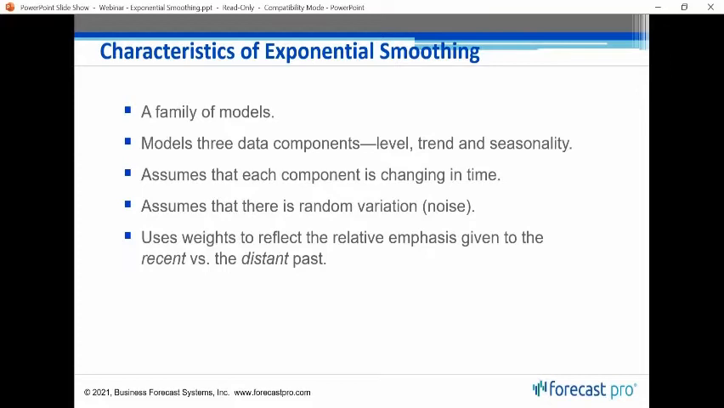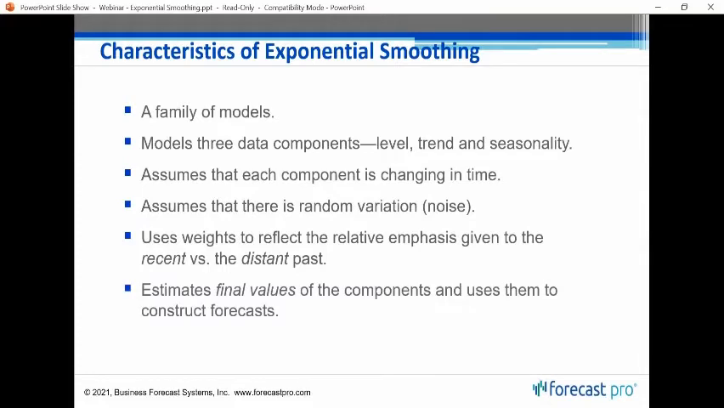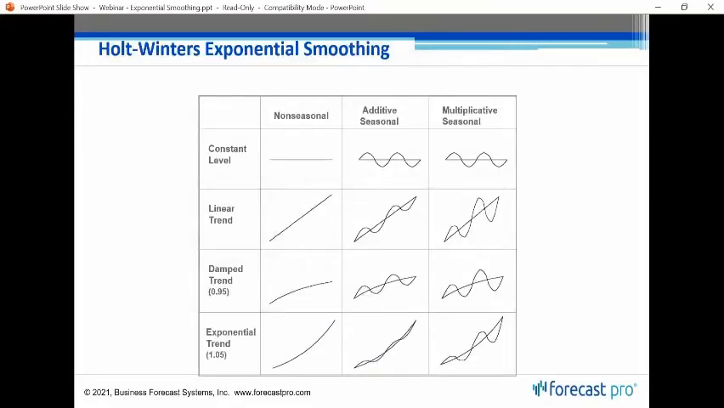And the way it does that is that it uses what's called smoothing weights, and they control the amount of emphasis to give the recent history versus the more distant past. Once we have built our exponential smoothing model, one of the things that is output from the model is what's called the final values. And the final values are basically what are our components, level, trend, and seasonal pattern, at the end of the data set. So what is the current sales level? What is the current trend? What is the current seasonal pattern? If I know these things, I can use them to construct the forecast.